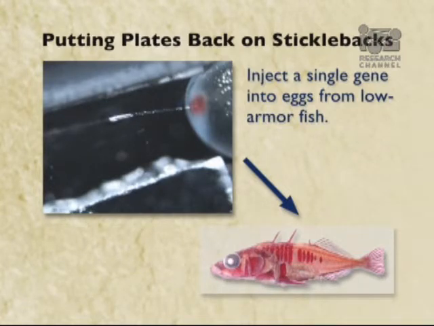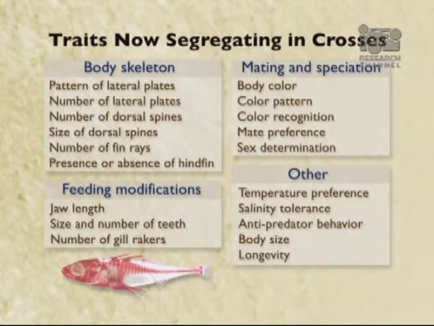So you can directly inject fertilized eggs from low-armored fish with the gene from the chromosome region that controls armor. And when you do that, you put armor plates back on the sides of the stickleback. So again, very like the kinds of single gene experiments that have been done for corn and teosinte. And the conclusions are very similar. Single genes can control major morphological differences now in these populations that have evolved in natural environments.